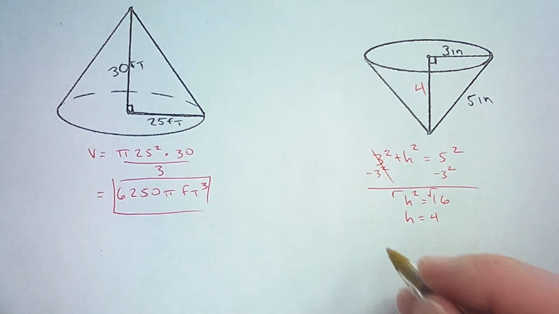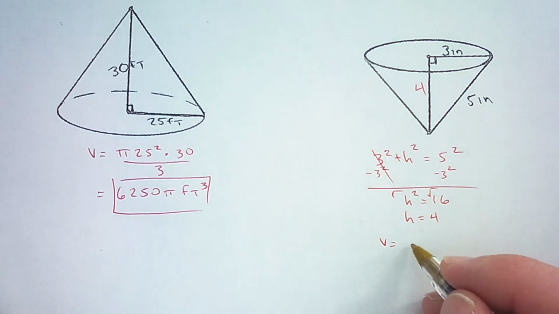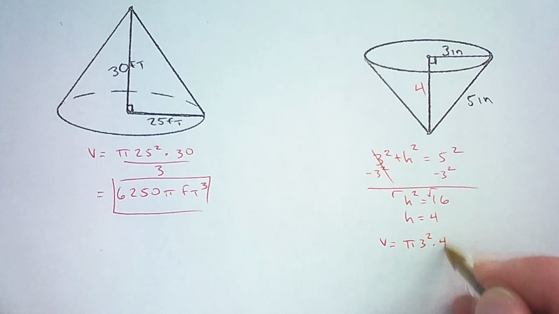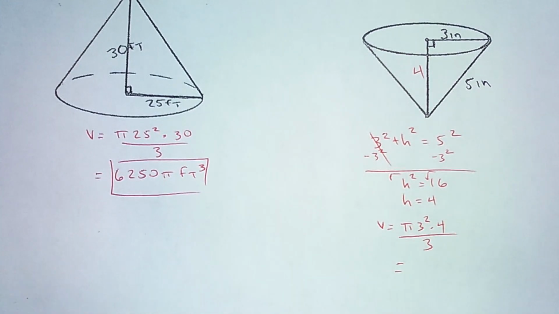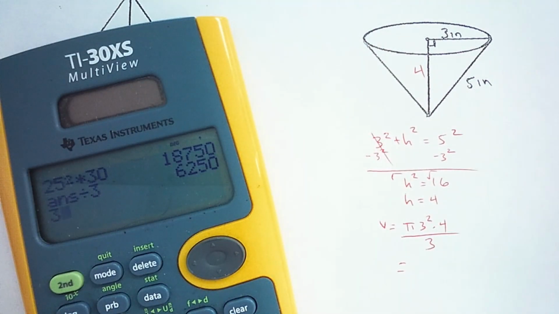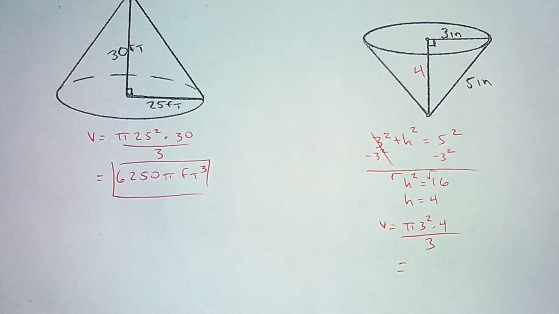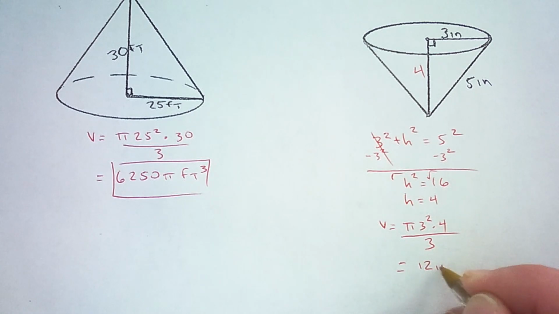So the volume is pi r squared h, so that's pi 3 squared times 4 divided by 3. So we have 3 squared times 4 divided by 3, and that is 12. So the volume is 12 pi inches cubed.